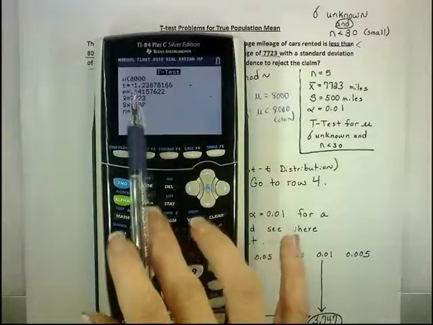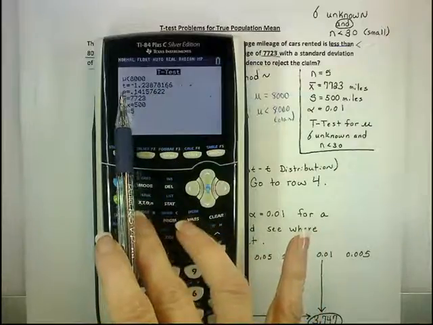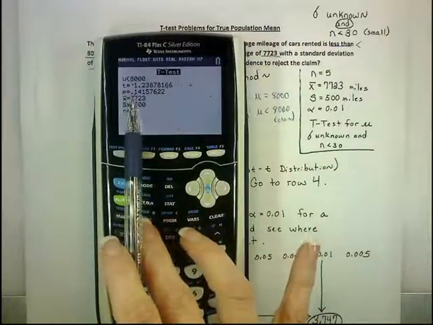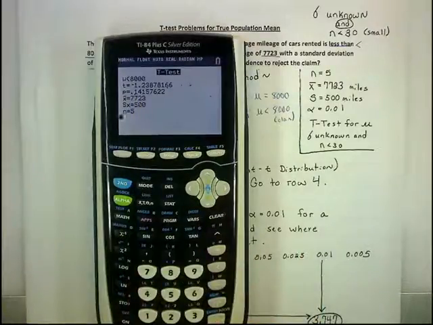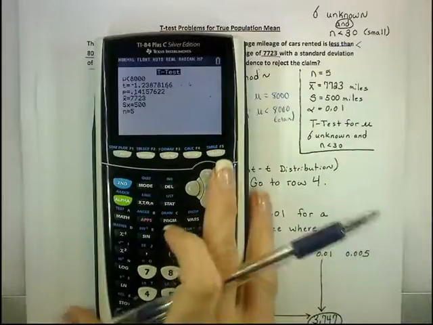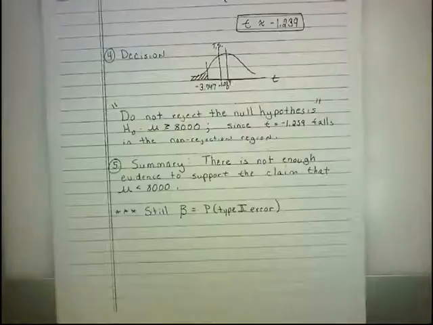Test statistic is negative 1.239 to 3 places accurately, so look for that t, that's your test statistic. P-value 0.1416 to 4 places accurately. We may get something different from by hand using the table. But with the traditional method, the only thing that it's going to give you is the test statistic.